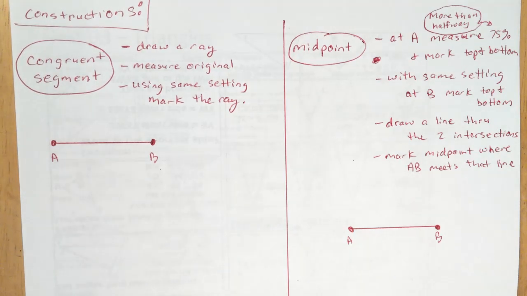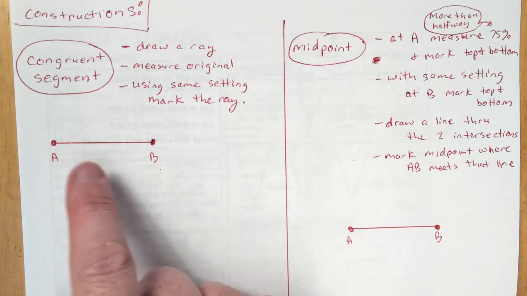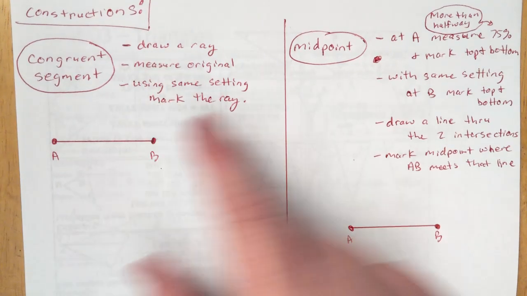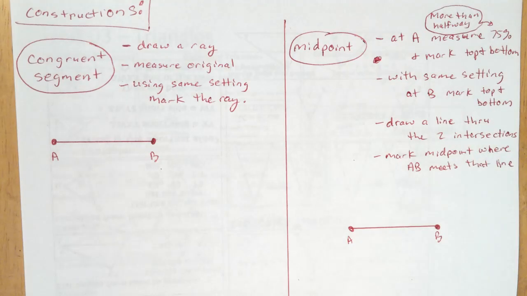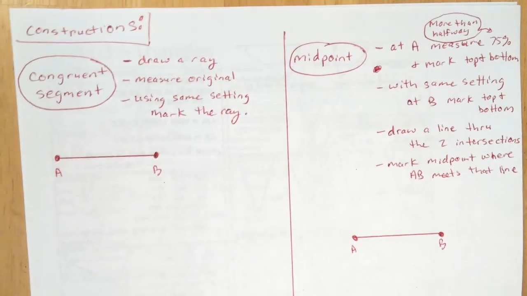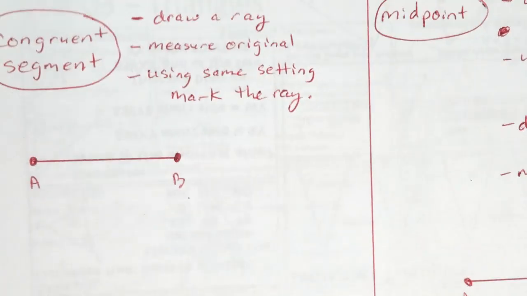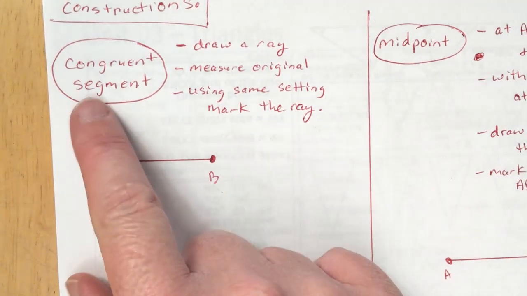Today we're going to be doing two constructions. One is congruent segment, if you're given this, and here are the steps. And the other one is midpoint. So if you're given this, and here are the steps. So I'm going to zoom in on this one right here. All right, so first of all, congruent segment.